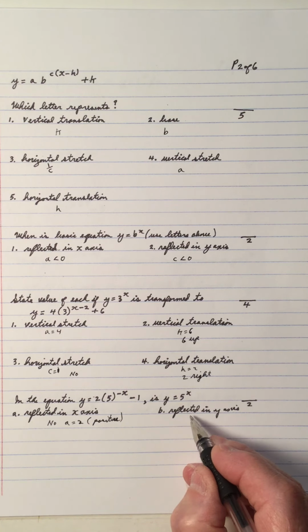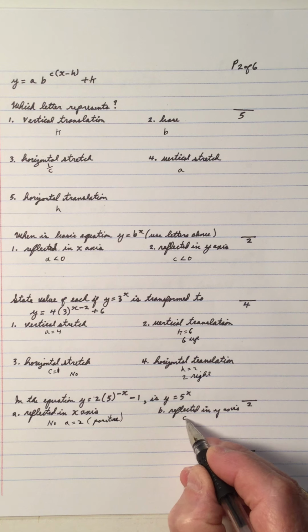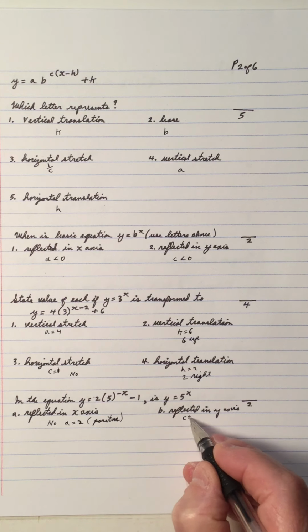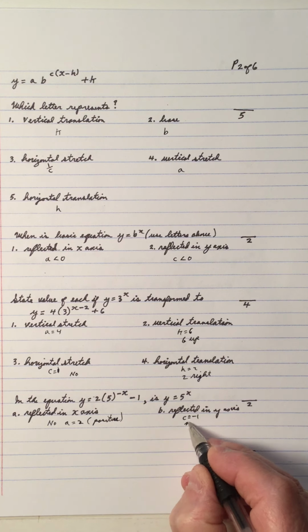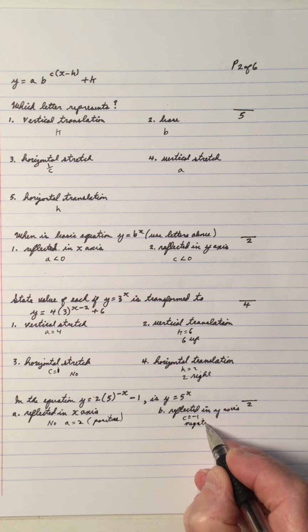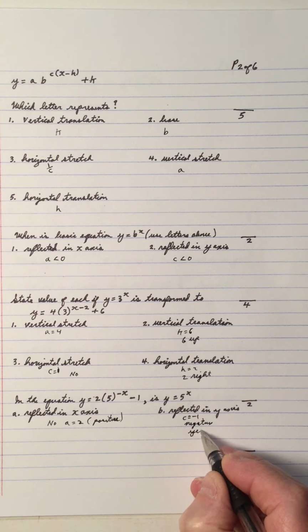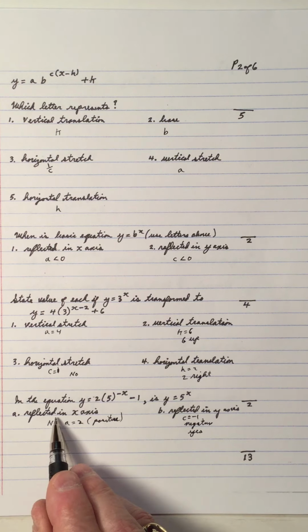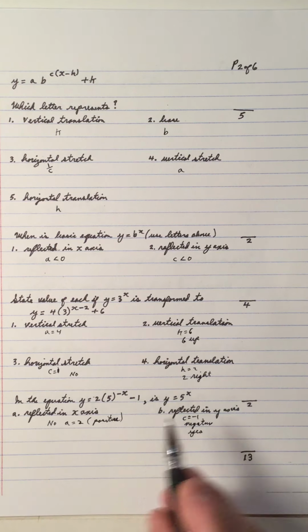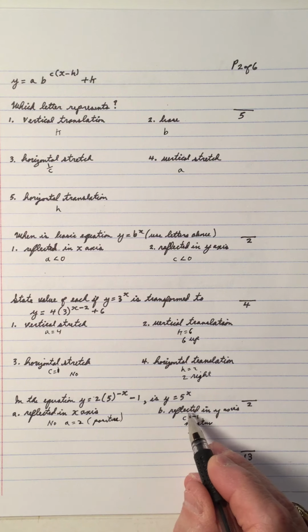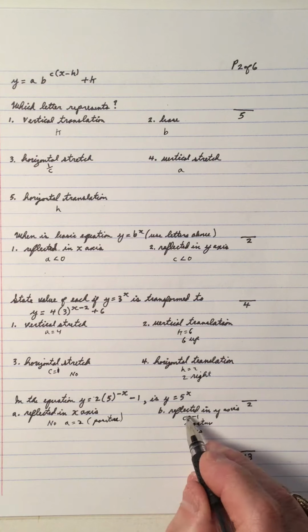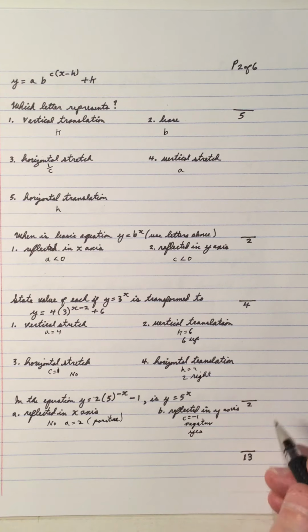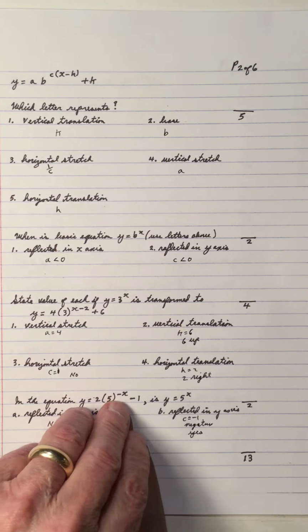Is it reflected in the y? Notice that the c is negative 1, and because c is negative, that means it's reflected in the y. So if you said no for the x, you get a mark. If you said yes for the y, you get a mark, so 2 marks. Total up the page is a 13.